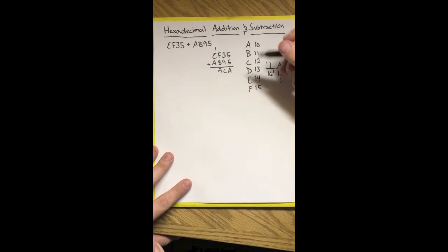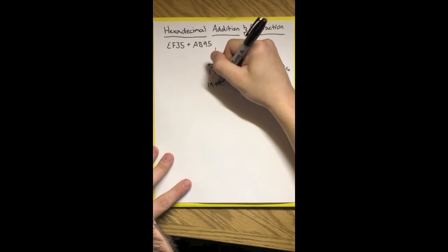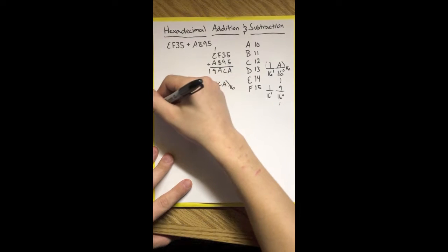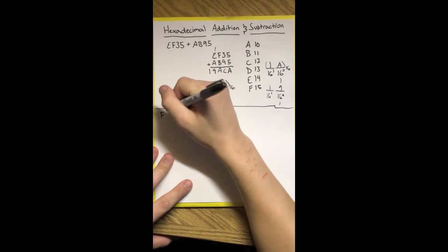1 plus E plus A, 1 plus 14 plus 10 is 25. 25, similarly, is represented in hexadecimal like this. 16 goes into 25 one time. Remaining is 9. So 19. So 9, carry the 1. Now I want to do a subtraction problem.